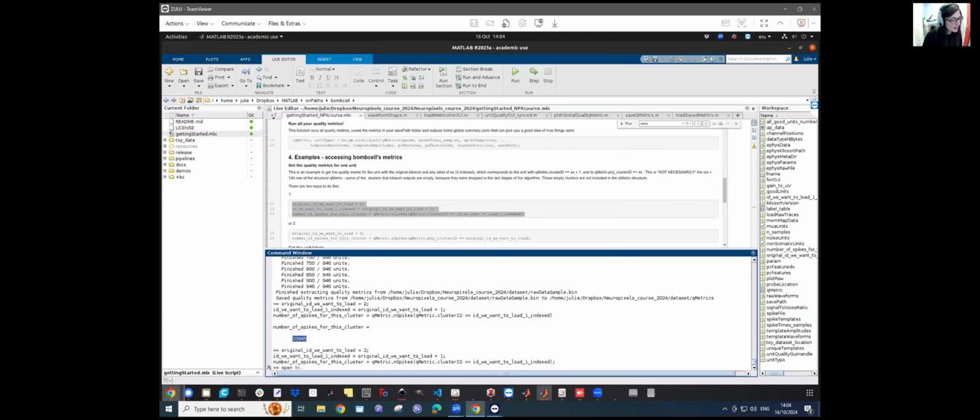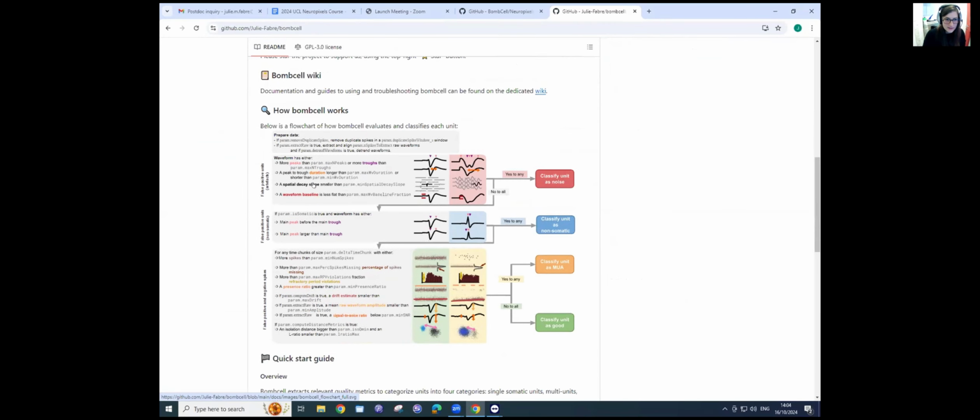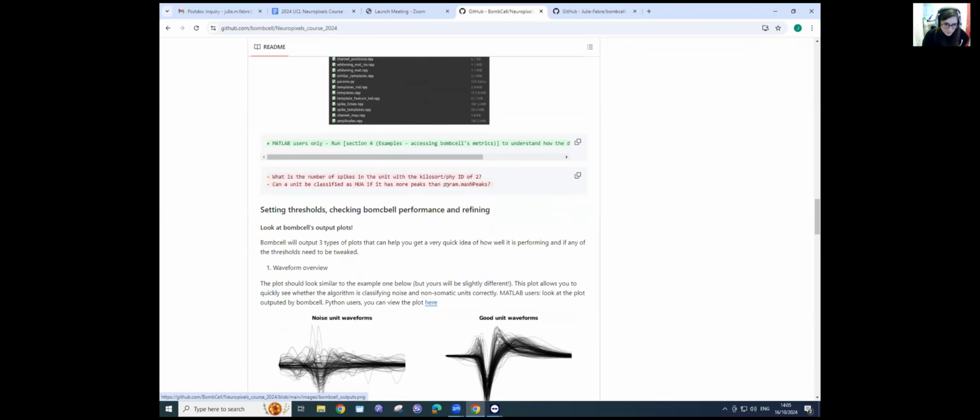This is to try and clear some issues that sometimes people have understanding the algorithm. Bombcell does things sequentially. So it will first assess, I can bring up the flowchart, whether a unit has any noise, and for that it uses noise metrics, which include the number of peaks. So if a unit has more than a certain number of peaks, it will be classified as noise, and it can't be classified as any of these other categories. So hopefully that makes things very clear.